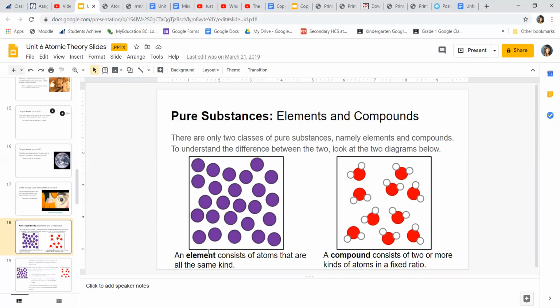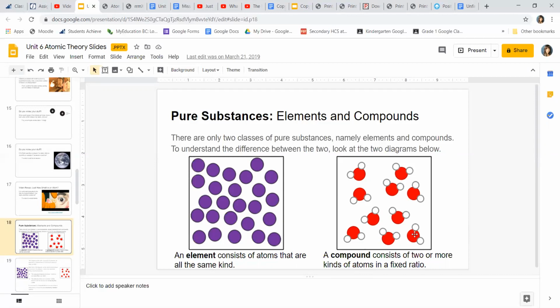So an element, keep in mind, consists of atoms that are all the same. Just think of it that way: element, everything's the same. It's the same type of material throughout the entire element. Whereas with a compound, you have two or more kinds of atoms in a fixed ratio. So think of H2O, think of water. You would have two hydrogen and one oxygen, and they would be in combination like this. So it's a compound.